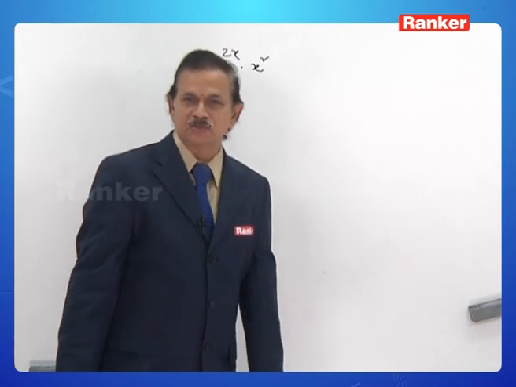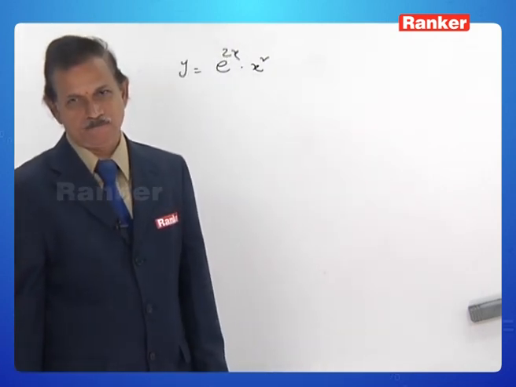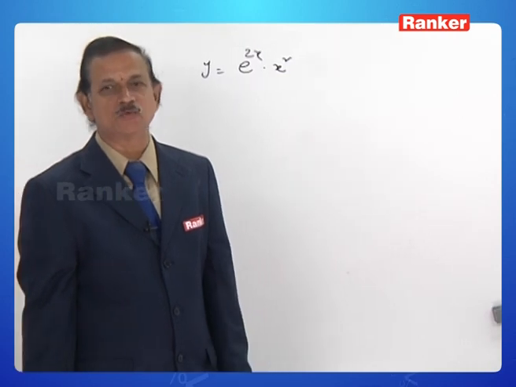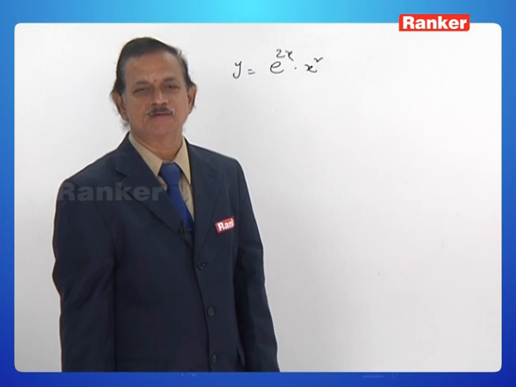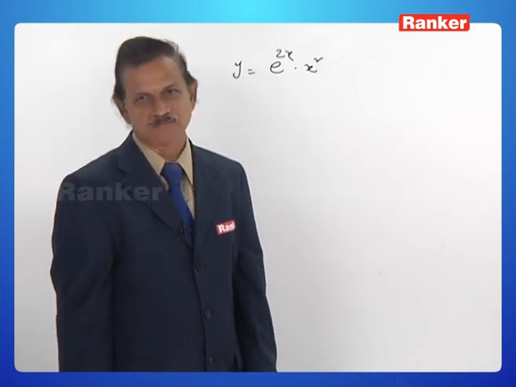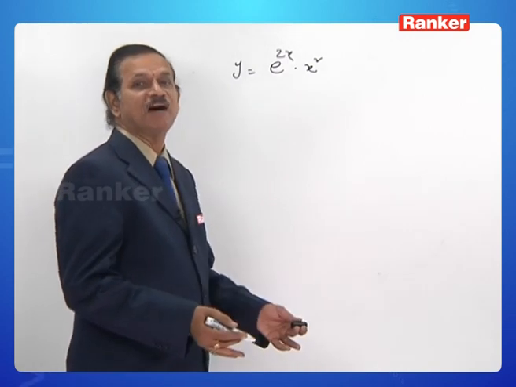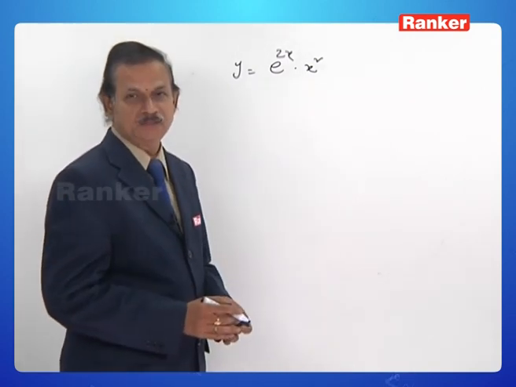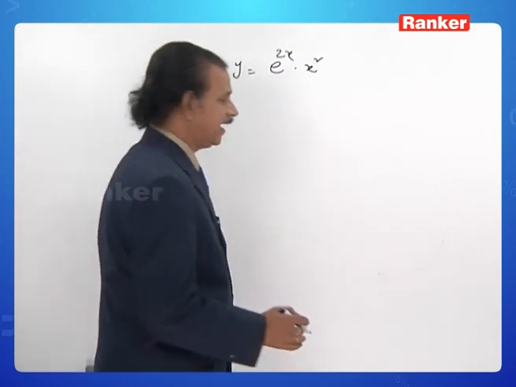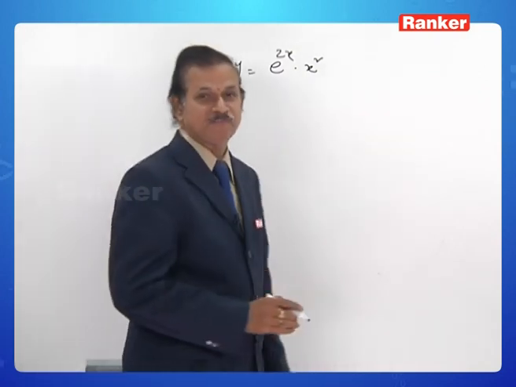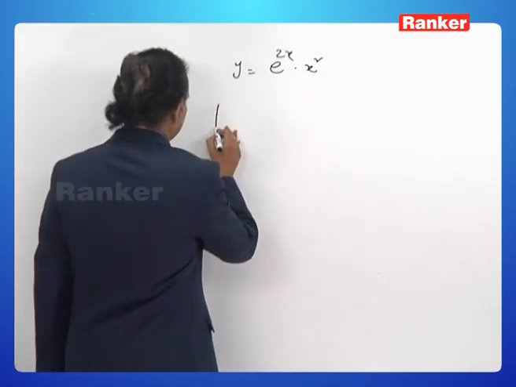Another model, y is equal to e power 2x into x square. What is the third derivative or the fifth derivative, nth derivative, like that? Here you may have to use UV formula repeatedly. It's not a single function. In such a case, there is a beautiful formula called Lagrange's formula.